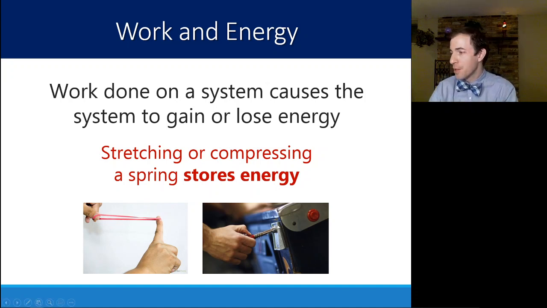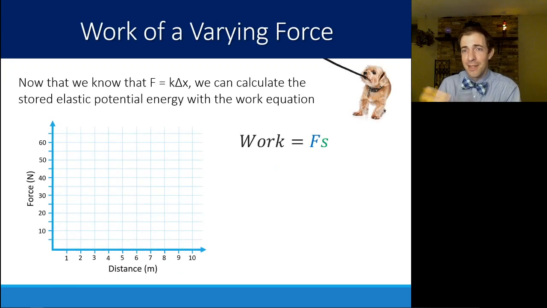Same thing is true if you're compressing a spring. So like a pinball machine, if you pull the plunger, you're actually compressing a spring inside that plunger and storing energy that way. So when you release it, it can get converted into kinetic energy and cause the ball to move. So let's generalize this in a formula that doesn't require the graph. So we know that force is some spring constant times the change in X.